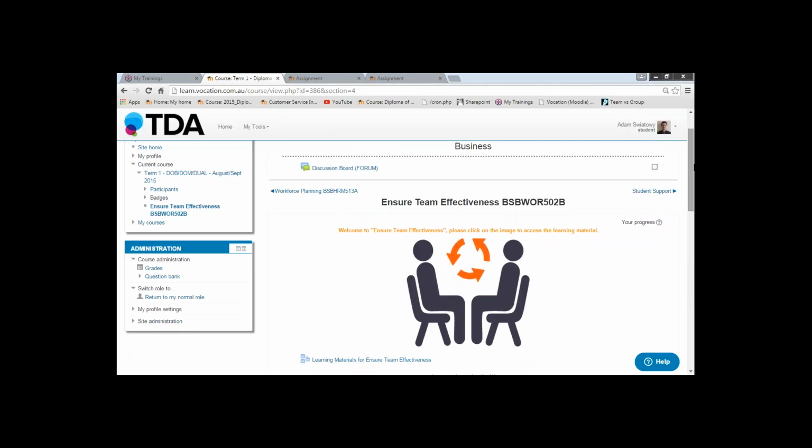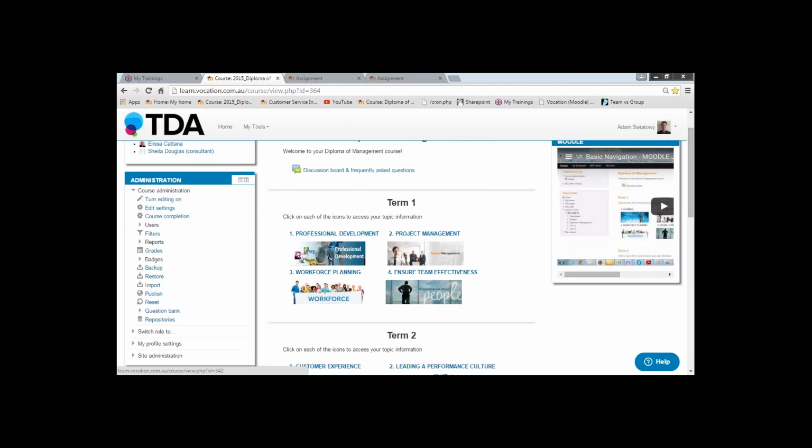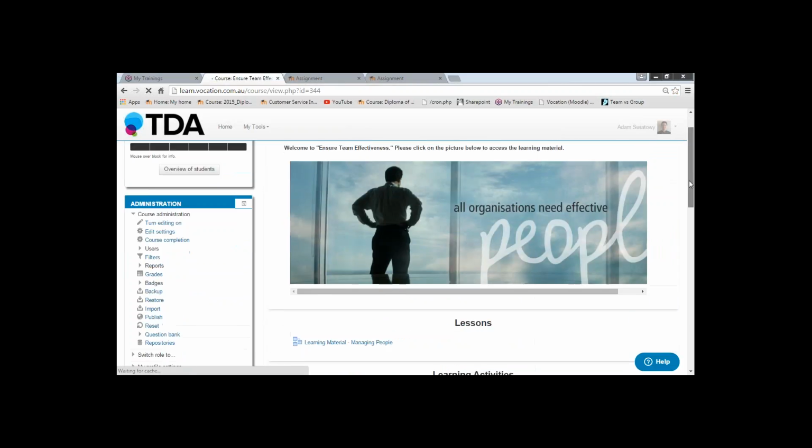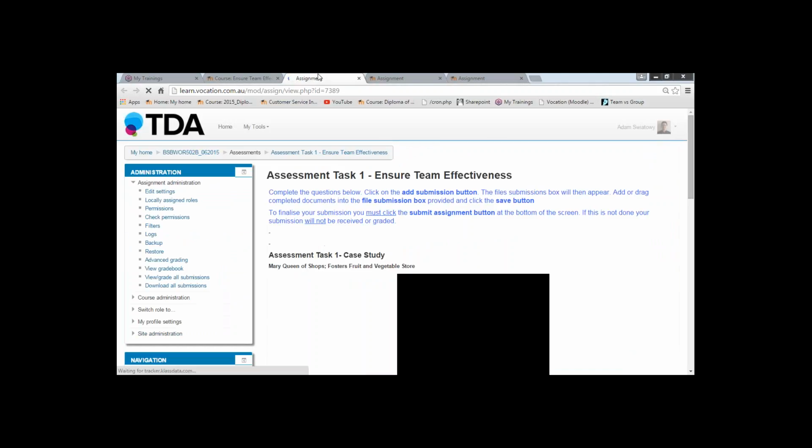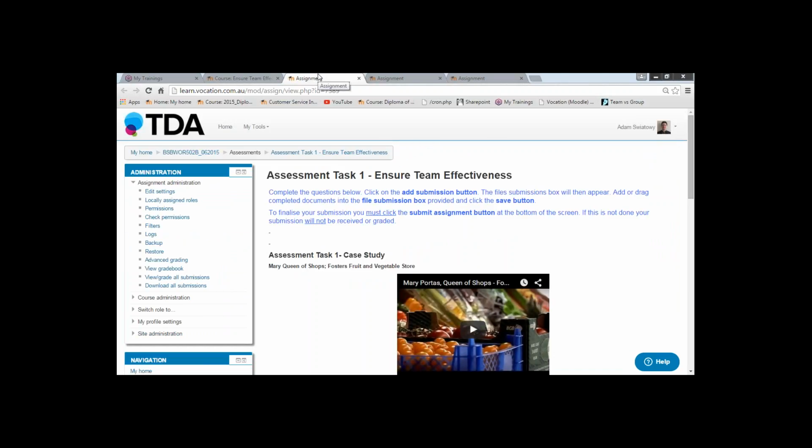This should be a really quick session today. I'll take you through both of those two assessments. So let's open up the very first one for Ensure Team Effectiveness, and that's assessment task number 1. Let's open that up. So the first assessment task is a nice one.